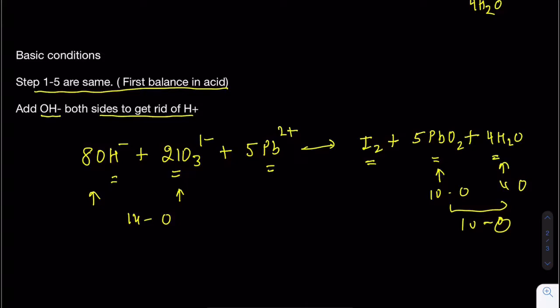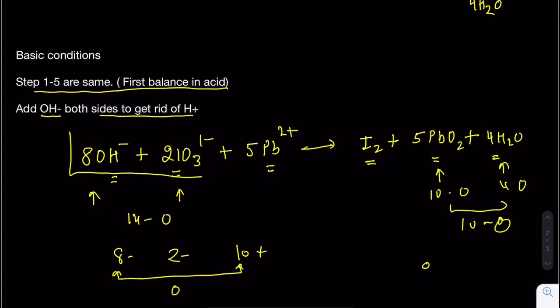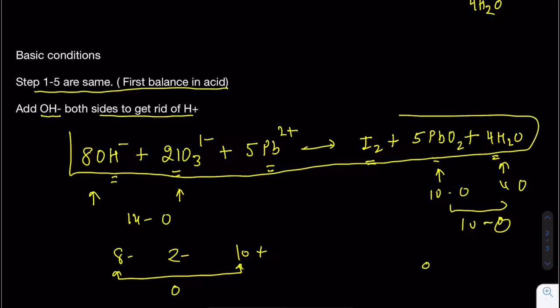And then let's look at the charges. We have an 8 minus here, and then we got 2 minus here, and then we got 10 plus here. So when you look at the reactant side, overall there is no charge, so it's a 0. And on the product side, there is no charge as well. So this is going to be your final balanced equation in the basic conditions.